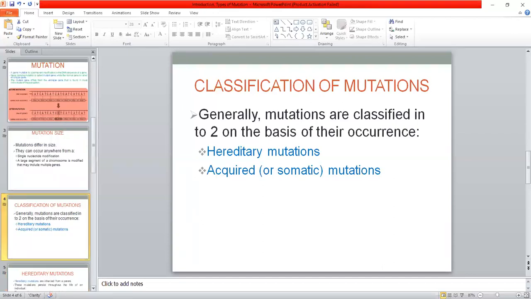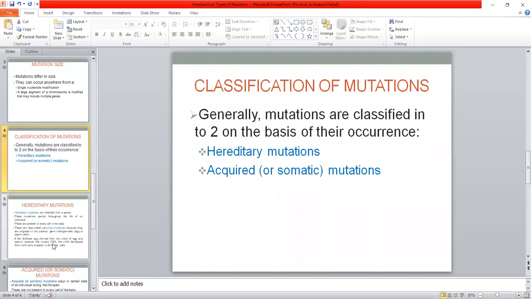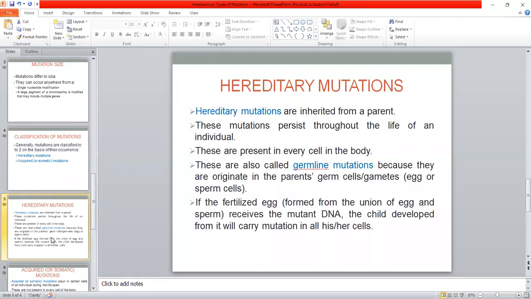The hereditary mutations are inherited from a parent. So a child acquires hereditary mutations from his parents. The hereditary mutations persist throughout the life of an individual. These hereditary mutations are present in every cell in the body of the child.